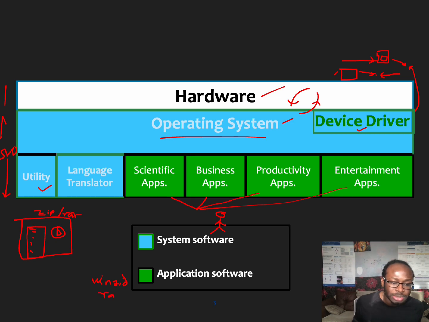Or WinRAR to compress the files into a zip file and maybe email it or something like that. So you've got one software managing other software, a utility program.